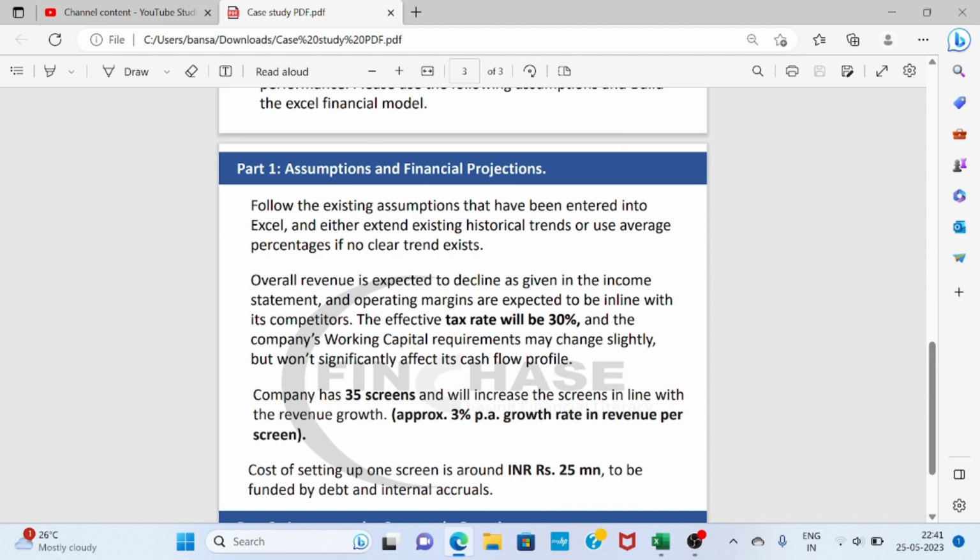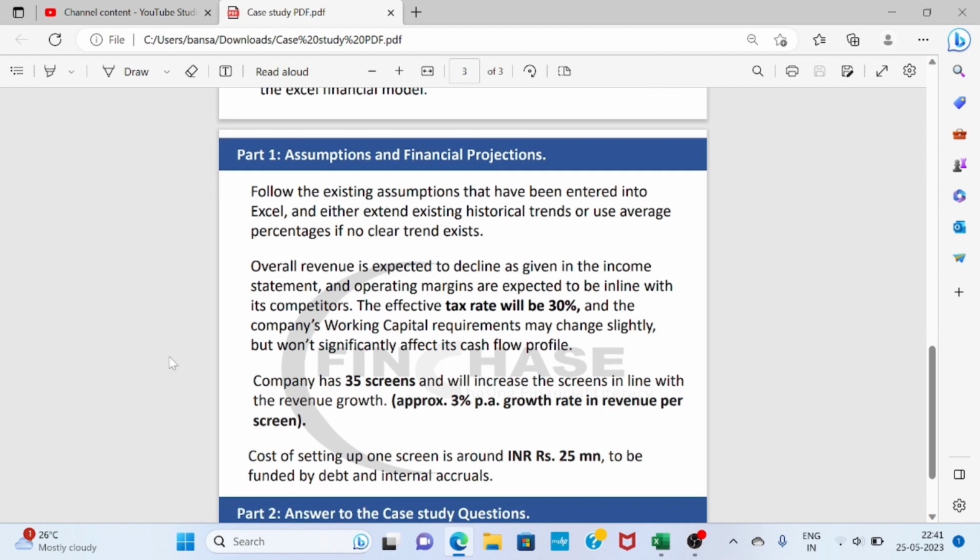If we come to part 1 of the case study, assumptions and financial projections, we are given a line that the company has 35 screens and will increase the screens in line with the revenue growth, that is approximately 3% per annum growth rate in revenue per screen. We are going to use these 2 to 3 lines to calculate our capital expenditure, our depreciation, and our property, plant and equipment. Now the question is how. No worries guys, just keep watching this video and you will know how we are going to proceed with only this information.